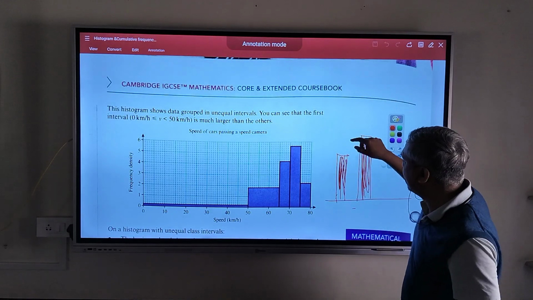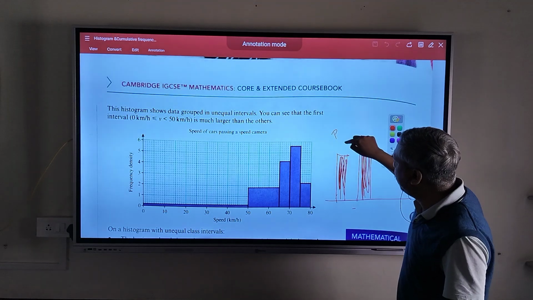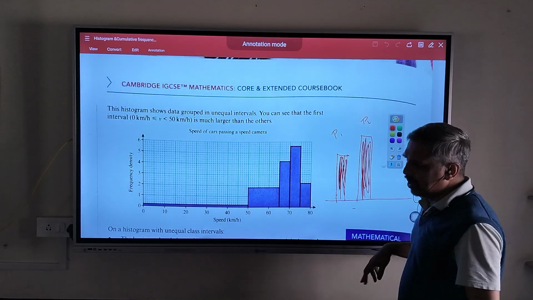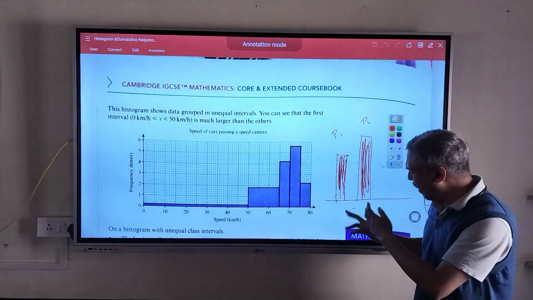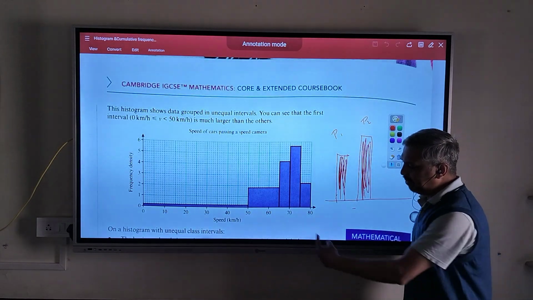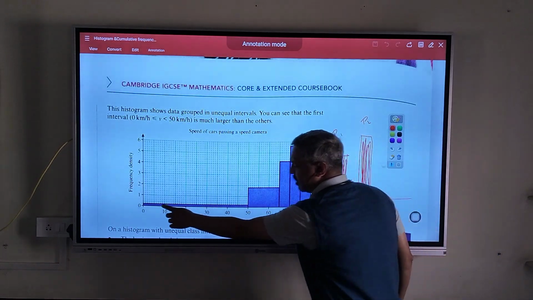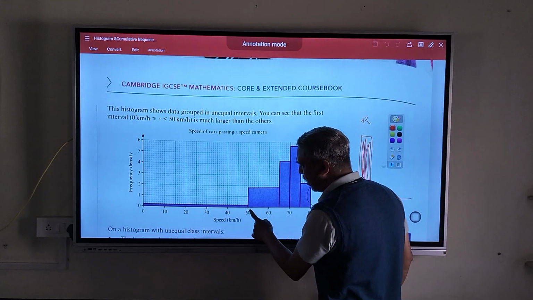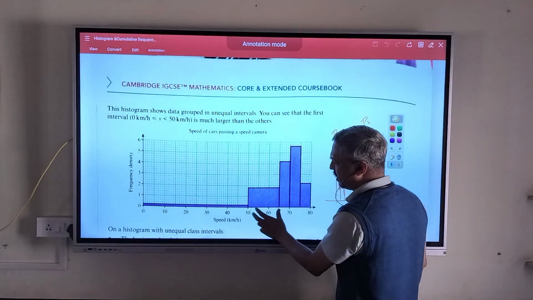It can be that some player has so many goals. So this is player 1, P1, and this is player 2, P2. Now there is nothing continuous about it. You can have gaps in between. But in the histogram, the first bar is from 0 to 50 and from 50 to 65 is the second bar.